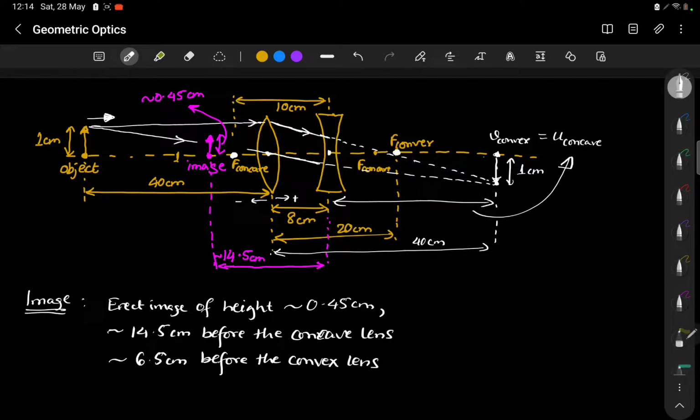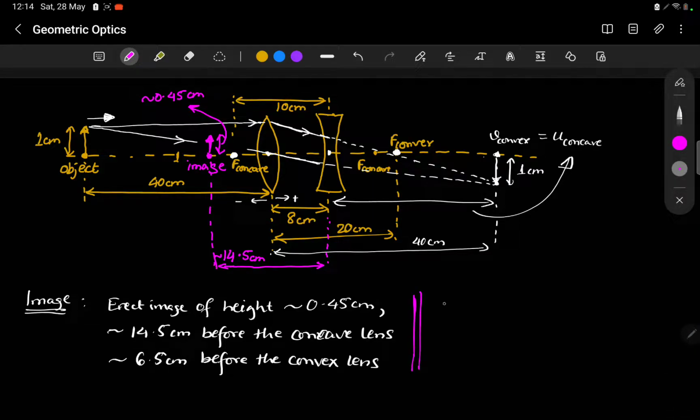We were supposed to find out the position of the image and the height or magnification of the image. So we find this is height or magnification, and this is position for the image that we formed, given that the object is placed over here of height 1 centimeter, 40 centimeters away from the convex lens, and then we find out that the image is roughly 6.5 centimeters away from the convex lens. So this concludes the question.